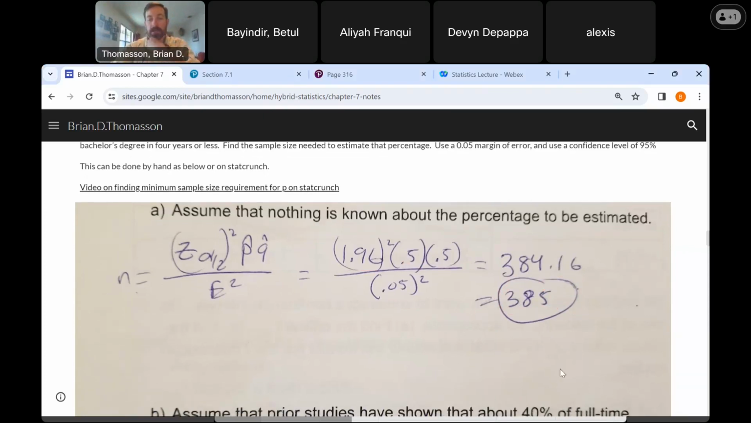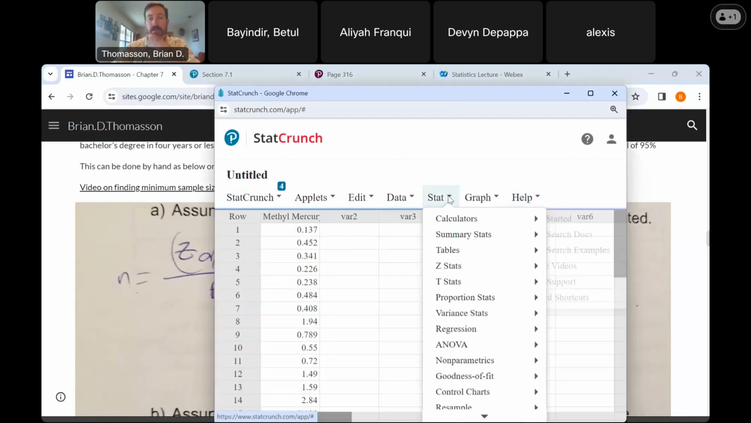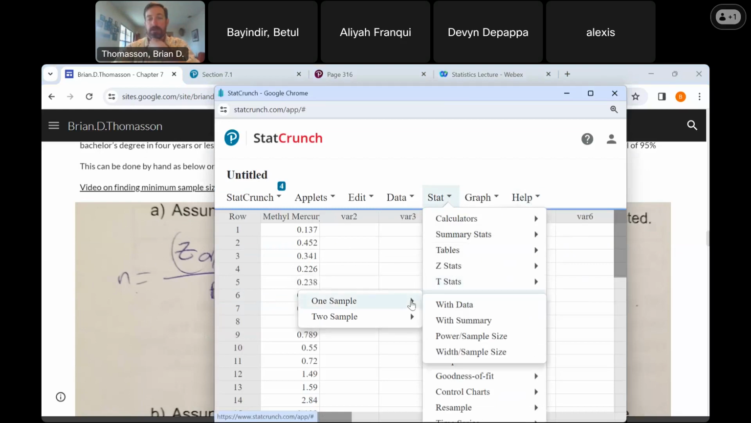So let me show you how to do that on StatCrunch. We're going to go to a similar place. We're going to go Stat. We're still talking about proportions. We still have one sample. And then our last option, we go here to With sample size. Okay, so it's Stat, Proportion Stats, One Sample, and then With sample size.